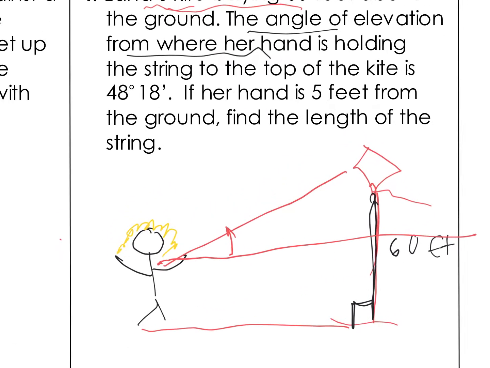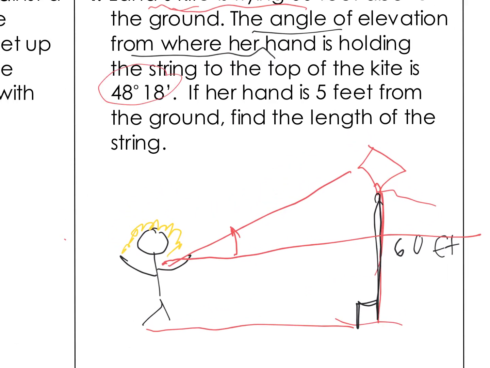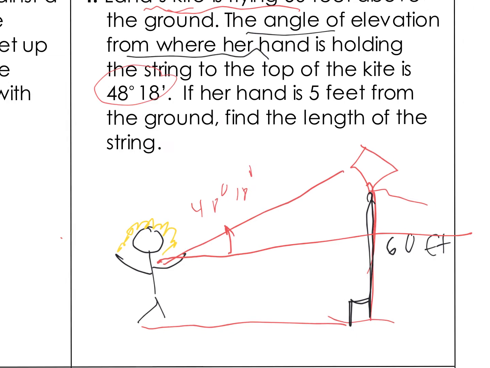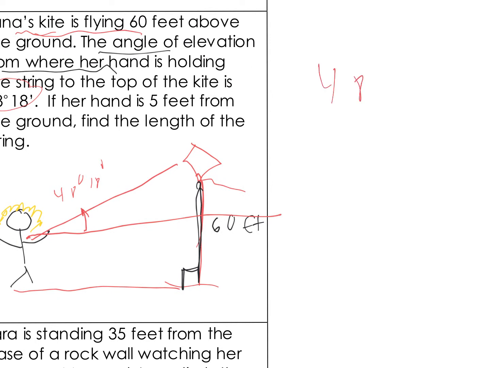Now look at theta. 48 degrees and 18 minutes. Now I know all of you had this on your last test. Let's talk about 48 degrees and 18 minutes. Doggone it. That's 48 point something degrees. So I'm going to pick on Miranda. How do I turn 18 minutes into degrees, Miranda?